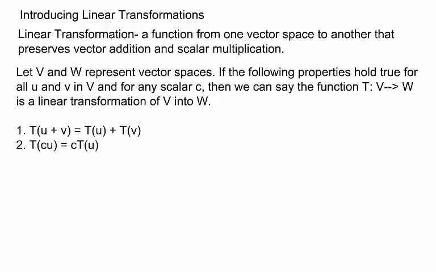Let V and W represent vector spaces. If the following properties hold true for all u and v in vector space V, and for any scalar c, then we can say the function T from V to W is a linear transformation of V into W. Those properties are the preservation of vector addition, T of u plus v is equal to T of u plus T of v, and T of cu is equal to c times T of u.